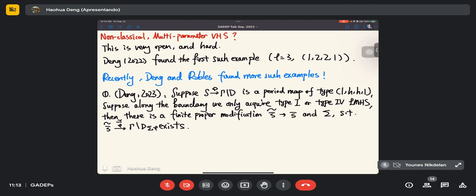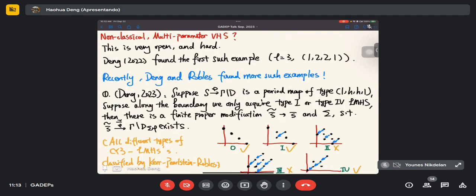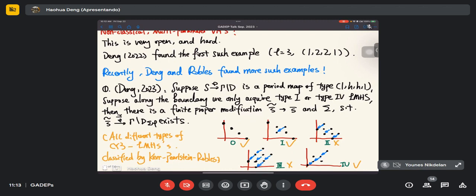First, let me explain what I meant by type 1, type 4. All the possible types of limiting mixed structure, for example for the weight-3 Calabi-Yau case, are classified by work of Kerr, Pearlstein, and Robles. In their paper they classify all possible Hodge-Deligne diagrams for the degenerations, and all types fall into one of these 5 types: the 0 type is the pure case, then type 1, type 2, type 3, type 4. You can understand these by drawing the Hodge-Deligne diagram and reading the information from it.